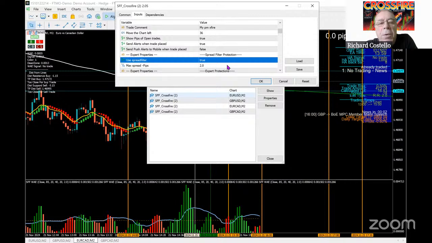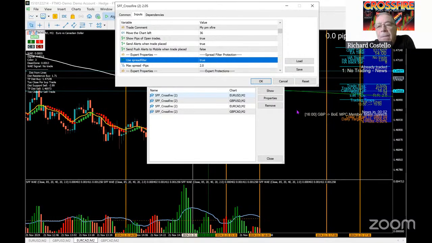If it goes to more than 2 pips, so if this changes to 21 or more, then my trading assistant simply will not take a trade, because it's a personal thing, but I don't want to be in a trade where the broker is taking a spread out of my profits of more than 2 pips. To me, it doesn't make the trade worthwhile. But if you've got a different view, you can increase that to 3 or 4 or whatever, or you can turn it off. But I've got mine set to 2 pips, and that is good enough for these 4 pairs in the afternoon.